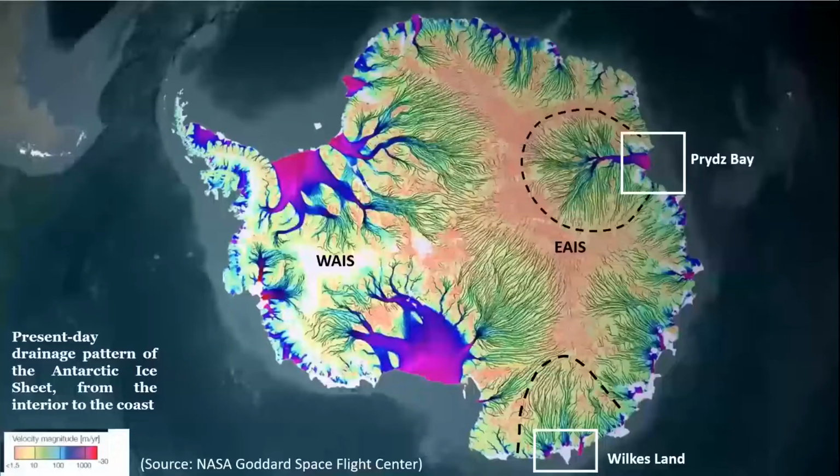So this is the map of Antarctica showing the present day drainage pattern, and this is the Prids Bay area and this is the Wilkes Land, and these black dashed lines mark the ice divide, and they are forming one drainage basin in Prids Bay area and another drainage basin in Wilkes Land area. And these green to blue color lines are indicating the direction of ice flow from the interior of Antarctica towards the coastal regions. And in both the regions, we can see that the movement of ice is similar, and they both are high mass wasting regions.